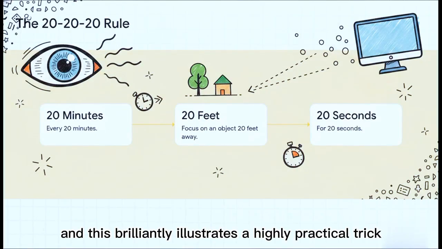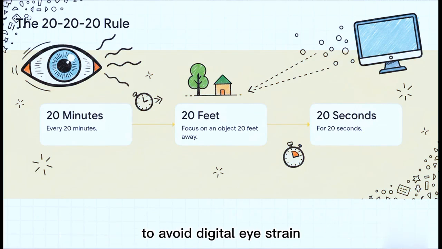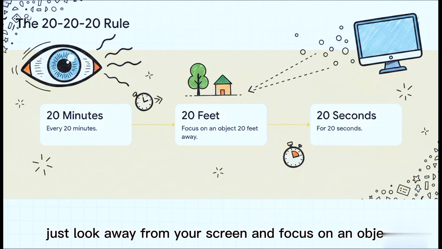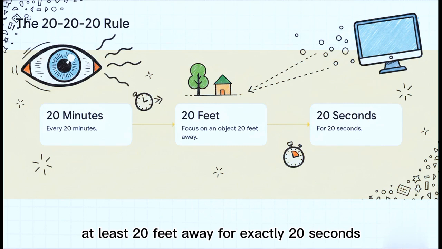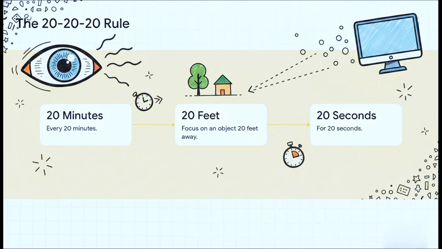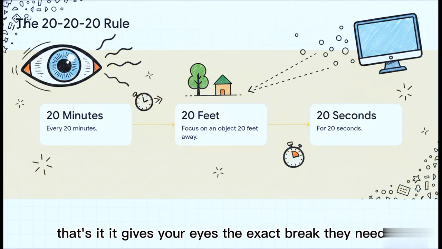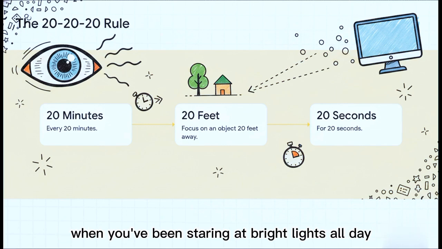And this brilliantly illustrates a highly practical trick to avoid digital eye strain. We call it the 20-20-20 rule. It's so simple, but it's a total game changer. Every 20 minutes, just look away from your screen and focus on an object at least 20 feet away for exactly 20 seconds. That's it. It gives your eyes the exact break they need when you've been staring at bright lights all day.